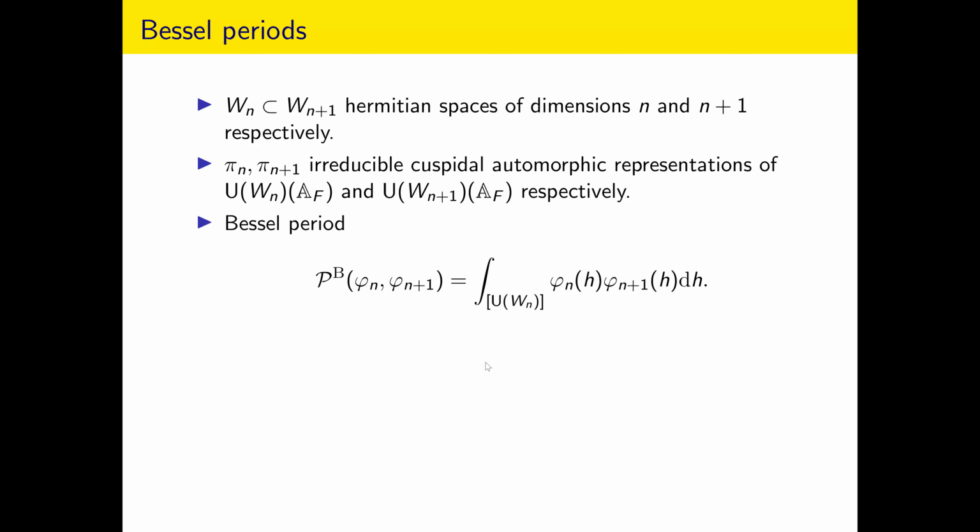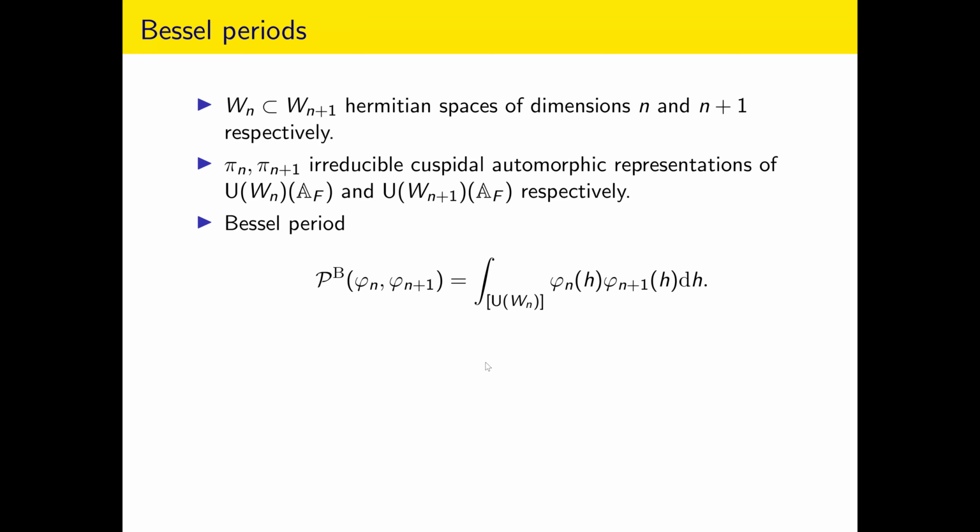And the Bessel period is very easy. You take one automorphic form on U_{n+1} and one on U_n, and then you multiply them and integrate on the smaller group. So essentially you are looking at the restriction problem of something from U_{n+1}, and then you restrict that to U_n.